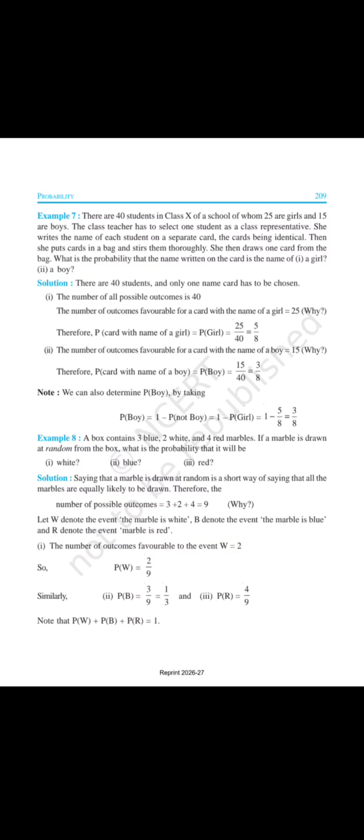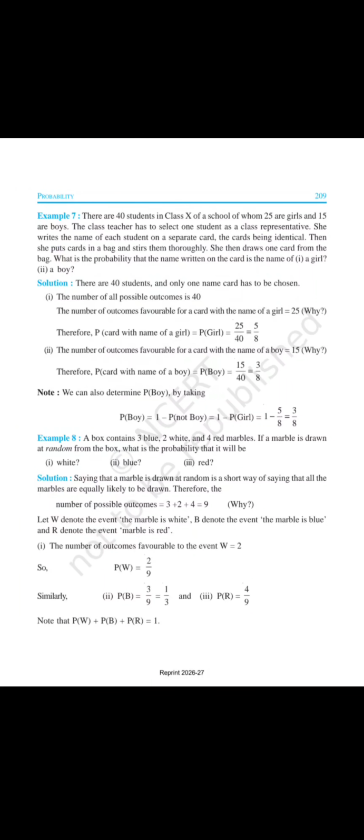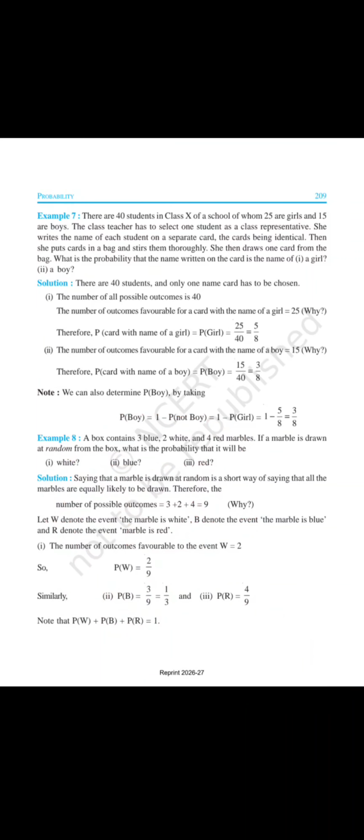And if you want to check whether your answer is correct or not: for the white marble, that is 2 upon 9. For the blue marble, that is 1 upon 3. For the red marble, that is 4 upon 9. Add them. So what will you get? 2 plus 3 plus 4, so it will be 9 upon 9. The total is 1 after cancellation. Total means 1, 1 means the whole condition. So it means your answer is correct.